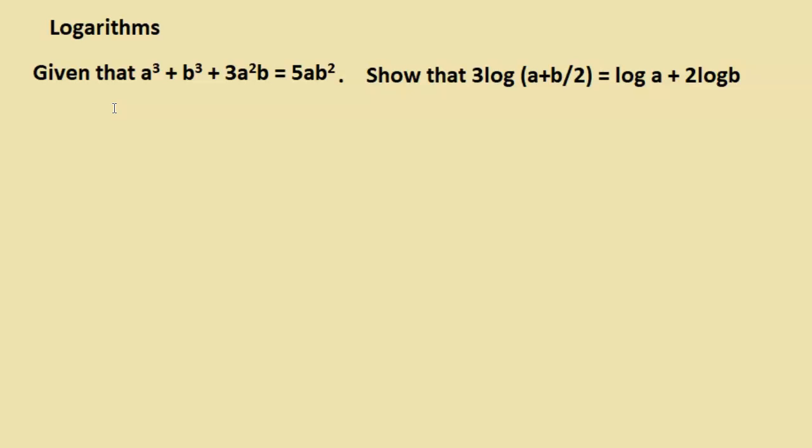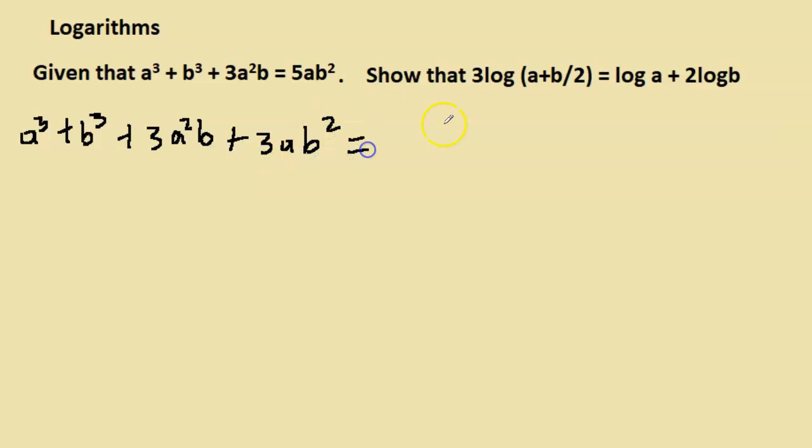Of course, same idea as the example we just looked at. So the idea is to rewrite this as a cube. We need to make it a perfect cube. So let me just write out where we begin: a cubed plus b cubed plus 3a squared b. And to make this a perfect cube, we add 3ab squared.